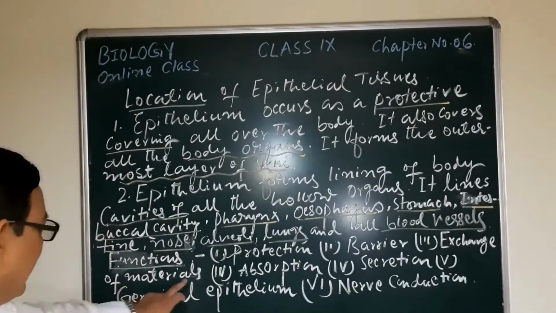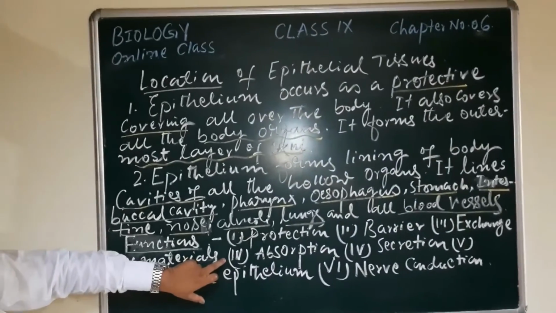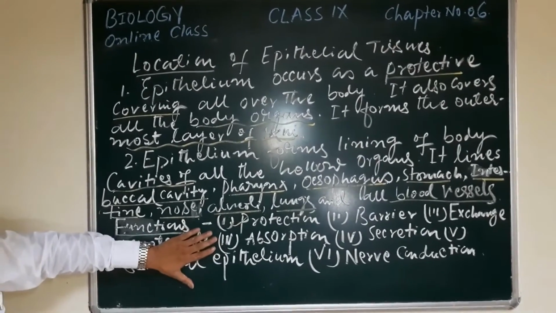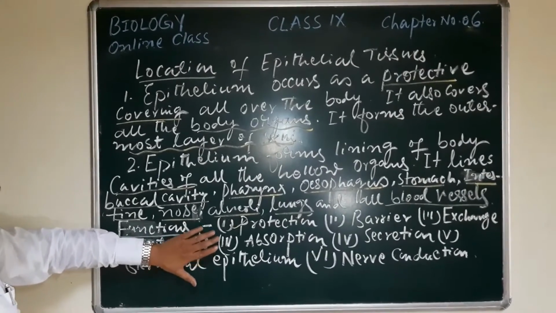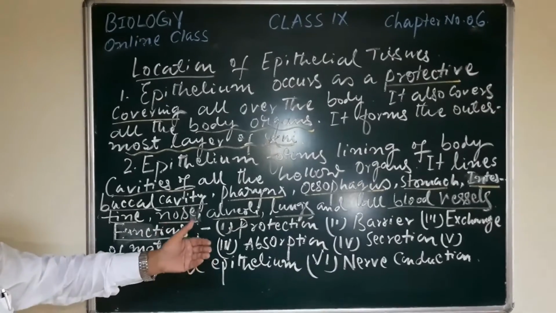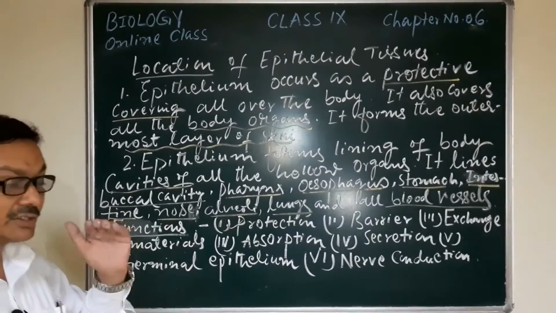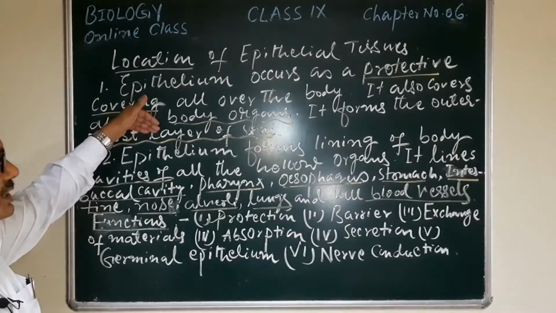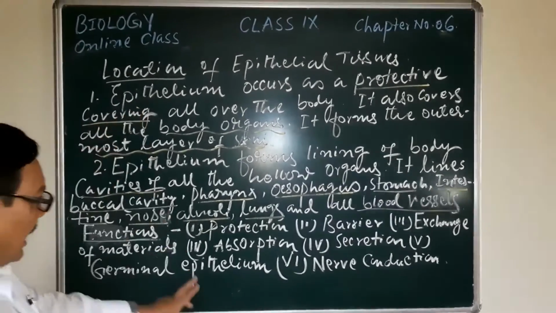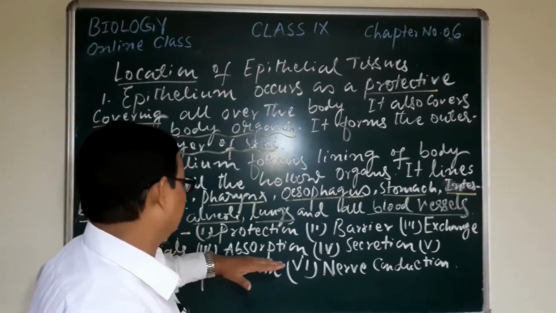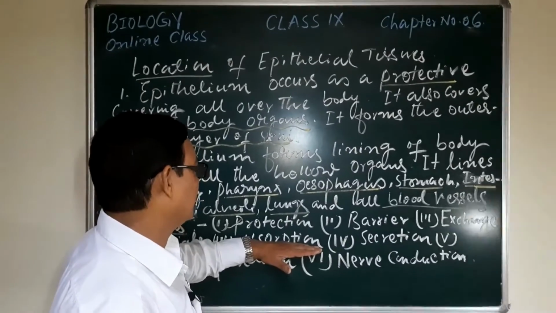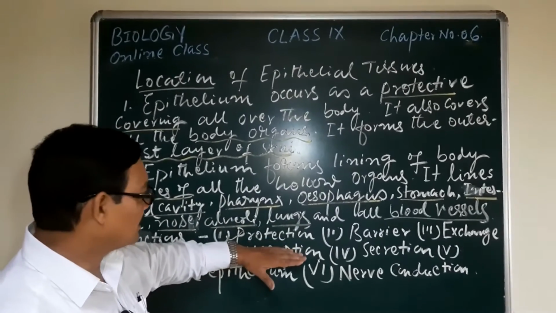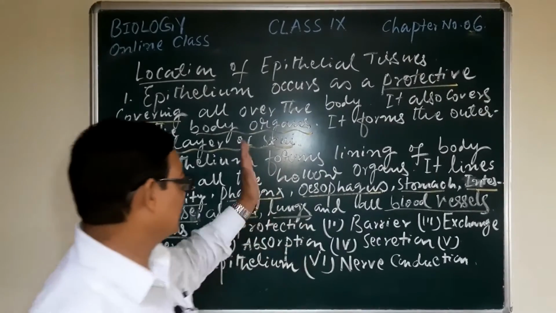Next, exchange of some materials between the environment and the body, and also between the different organs of the body. Between the different organs there is a possibility of exchange of substances with the help of the permeability of the epithelial cells. And here is the next point, absorption. Within the intestine, the water and other materials, the nutrients, are absorbed, and that is also a function of this tissue.